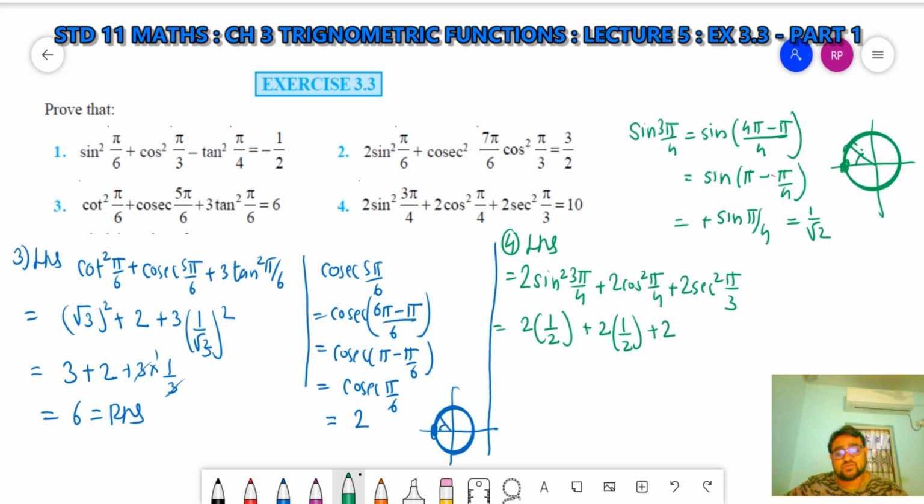Plus 2 sec square pi by 3, right? Now sec square pi by 3 is equal to sec pi by 3 squared. Sec pi by 3, that is sec 60, and the value of sec 60 is 2 and it's squared, so 2 square, it will be equal to 4. The 2s get cancelled, so 1 plus 1 plus 8. This is equal to 10, that is equal to RHS. Clear? So this was about question number 3 and 4. So just note it down.